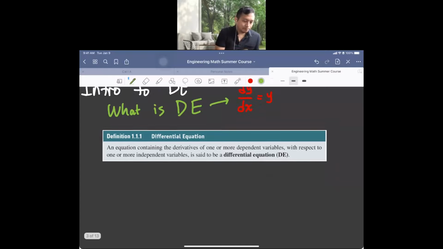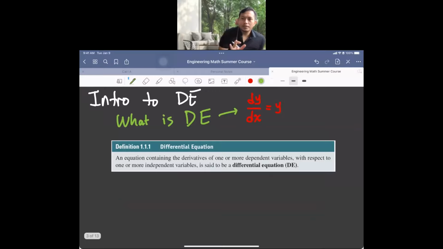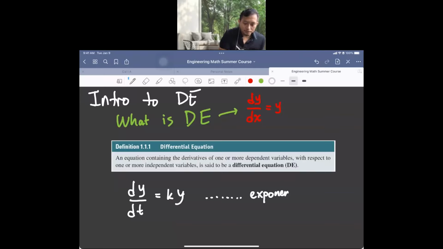Let me give you some idea, because we are going to look at differentials in many topics, especially in physics. For example, we have dy over dt equal to k, a constant, multiplied by y. This is familiar, right? It's the exponential growth.